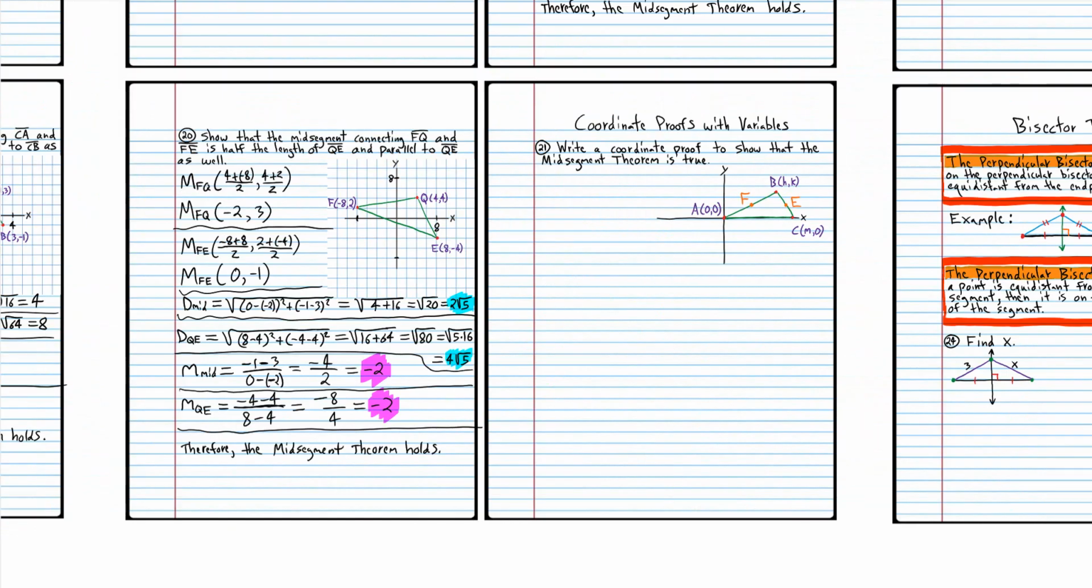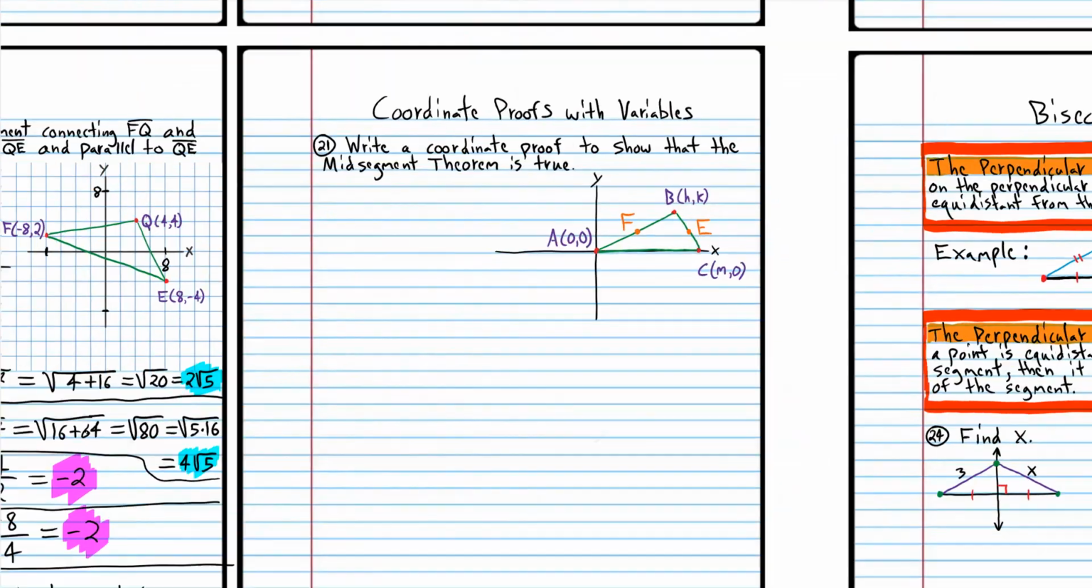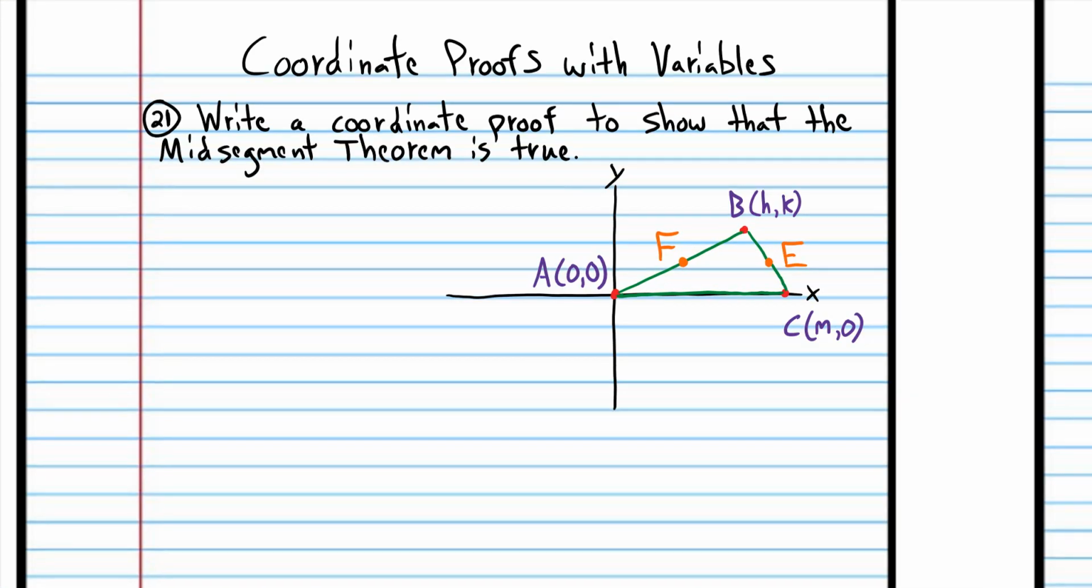So now we're going to go into coordinate proofs with variables. In the previous examples, we showed that the midsegment theorem worked for specific triangles, but now we're going to show that the midsegment theorem works for all triangles, because we've positioned the triangle here in a particular way. We put one vertex at the origin that's going to make things easy for us, and we have h, k, and m, which can be any numbers. So because they can be any numbers, this is going to prove that the midsegment theorem works for all triangles.